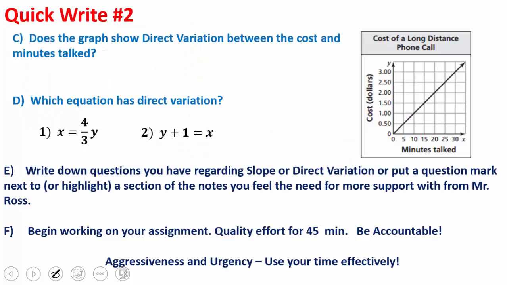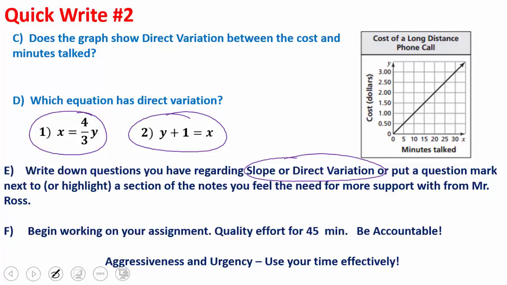So we're done with our video notes for tonight. Ladies and gentlemen, our quick write number 2, does the graph show direct variation? And you can say yes or no. And then if you would, write down these 2 equations. What are you going to do? Solve for y to find out if they are direct variation equations. Then what I need you to do is write down any questions you have about slope and direct variation. Question marks, highlight, whatever it takes.